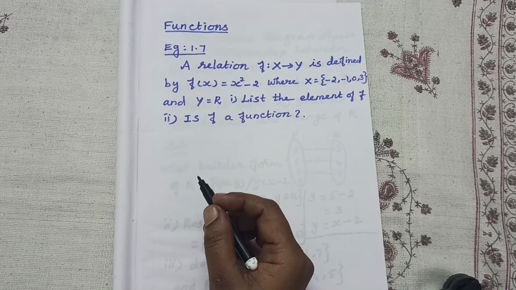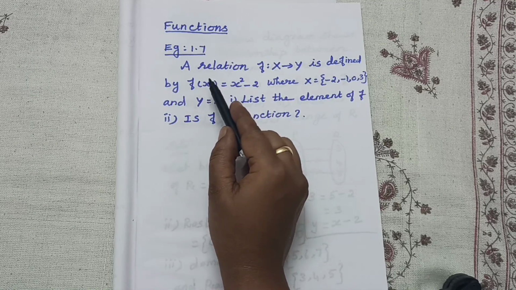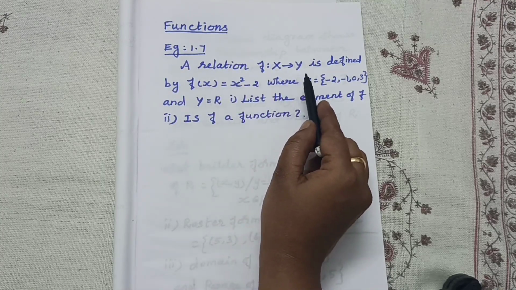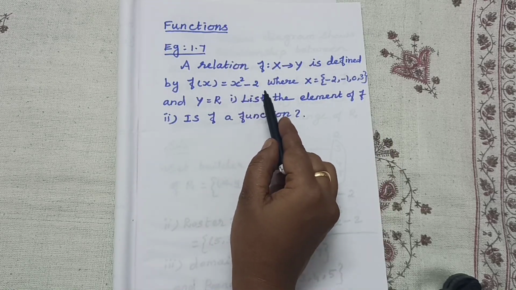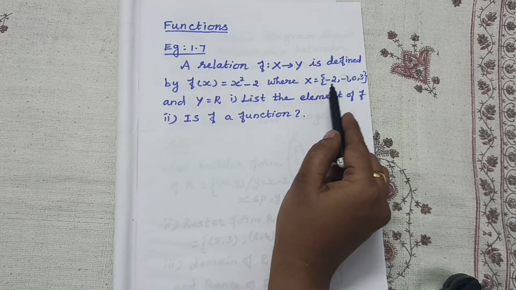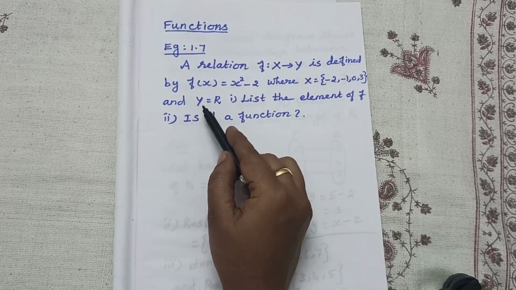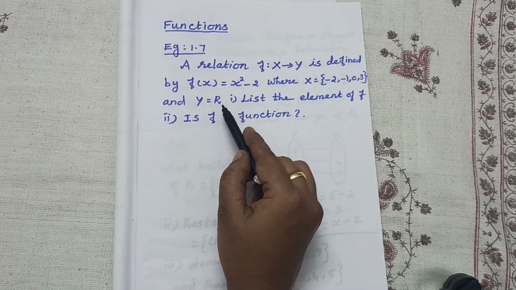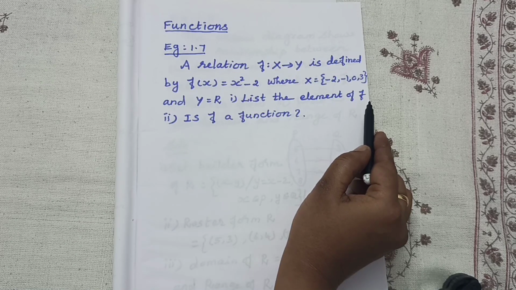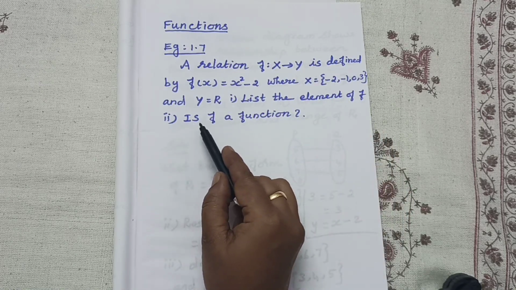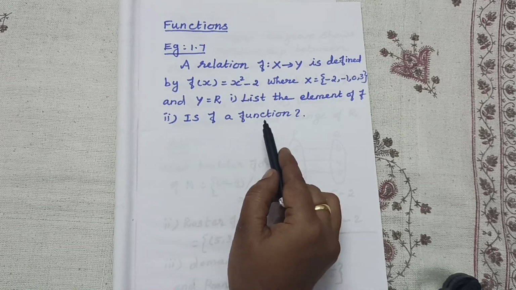Now we are going to see example 1.7. A relation f from X to Y is defined by f of x is equal to x square minus 2, where X is equal to the set of minus 2, minus 1, 0, 3, and Y is equal to R, the real numbers. First question: list the elements of f. Second: is f a function?